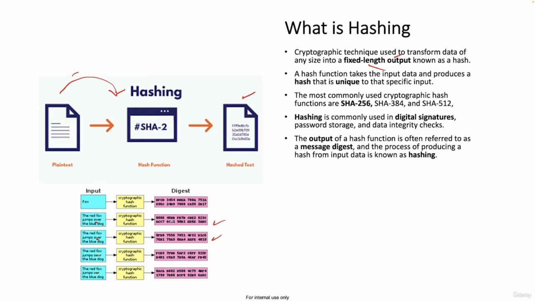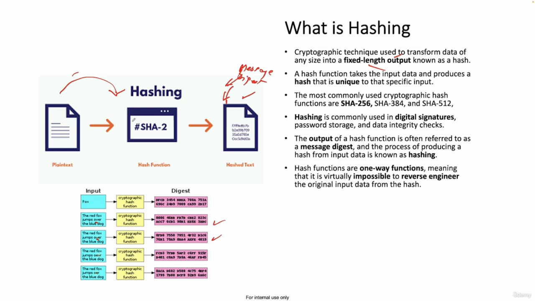The output of a hash function is referred to as the message digest. So this output that we are getting is called a message digest. The process of producing a hash from the input data is called hashing. As you see, I'm taking input data, passing it through a hash function, and getting an output, and that output is called a digest. That function and this whole process is known as hashing. So easy.